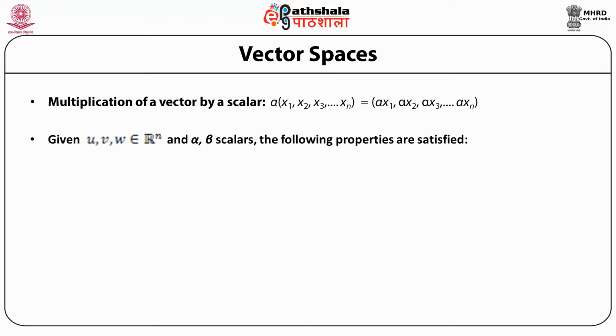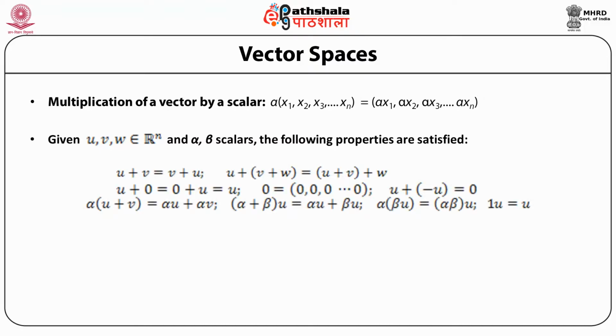Given that u, v, w belong to Rn and alpha, beta are scalars, the following properties are satisfied. That is, u plus v is equal to v plus u. Also, the associative law, which says u plus within the brackets v plus w is equal to the sum of u plus v, plus w. Also, u plus 0 is equal to 0 plus u, which equals u itself. 0 is a vector with all elements being 0.